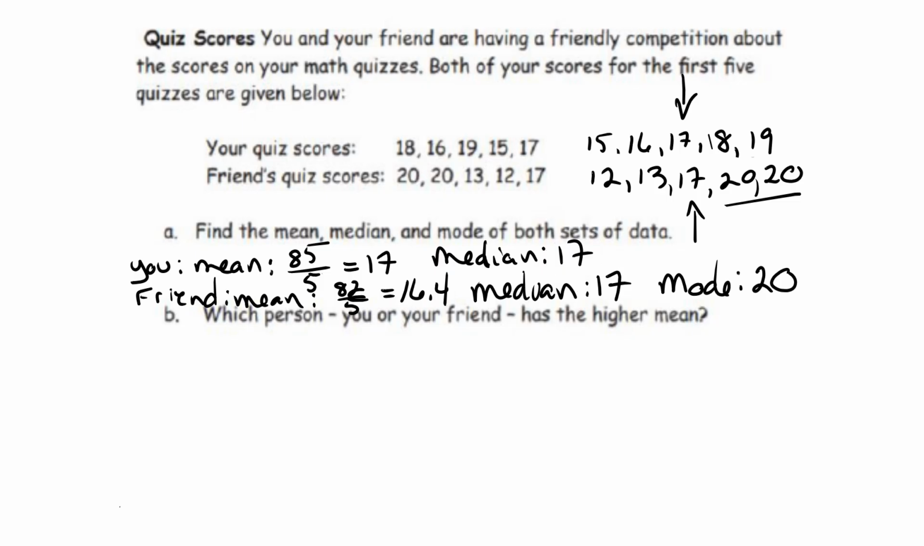However, if we look at mode, you don't have a mode, but they have a mode of 20, so their highest possible mark is their mode. So using mode as the measure of central tendency makes it look like they're doing better. To answer the question, you have the higher mean.